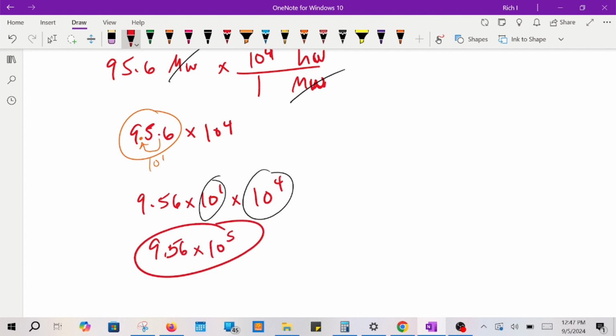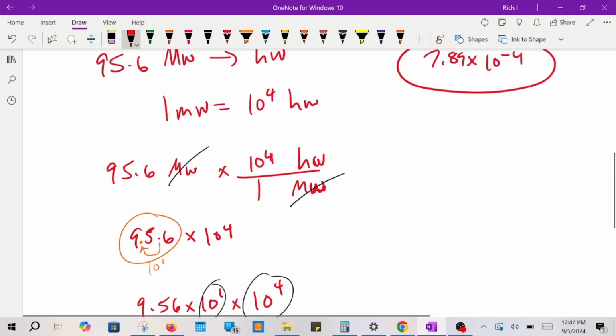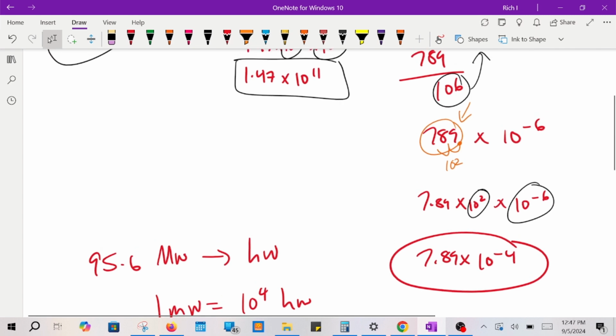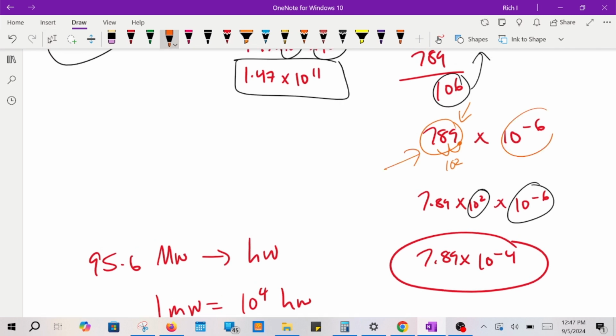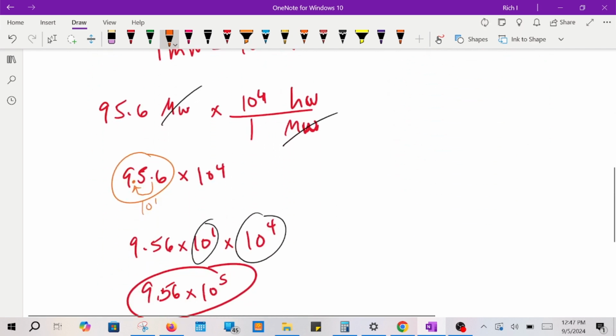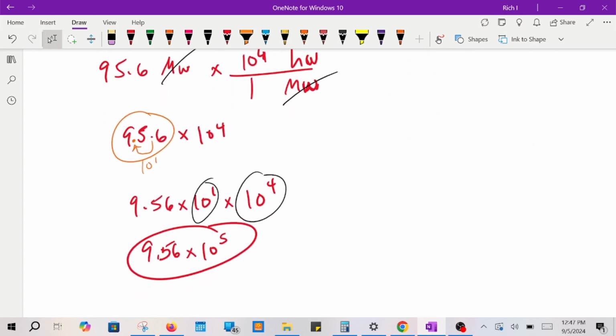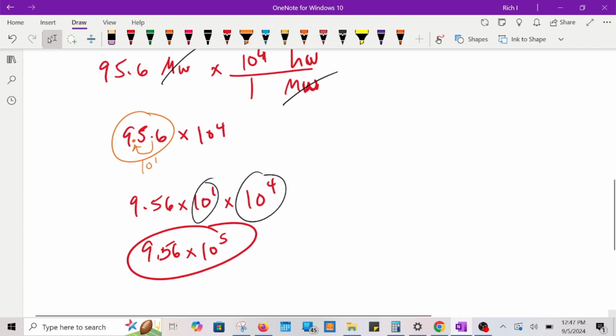Hopefully that cleared that up. The key point here is knowing your conversions and then setting up the math the way we need to. And also, this is super key, doing the scientific notation on this part first. That makes the math with the tens and everything a lot easier. Hopefully that's helpful. I'll be sending you another video on some of the other problems that we had. But hopefully this was helpful.